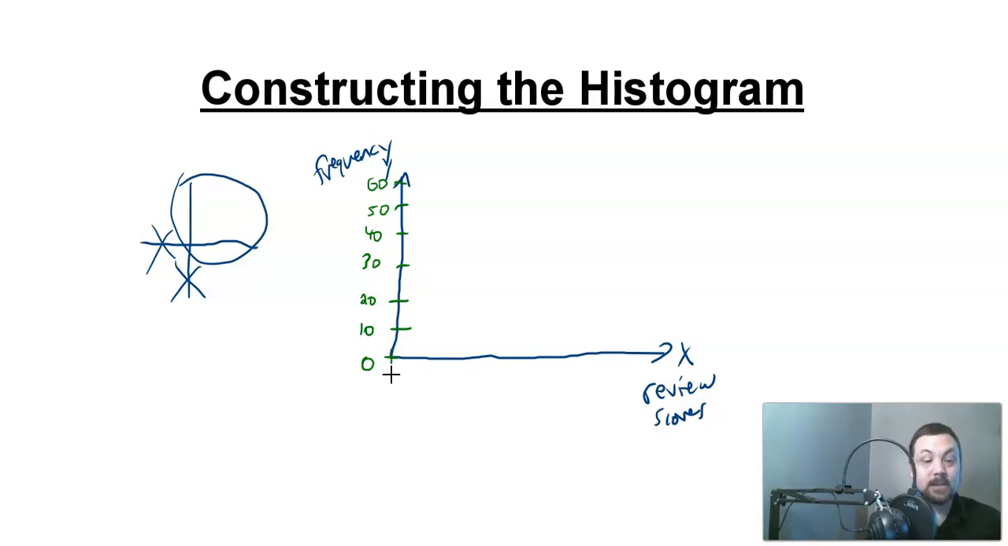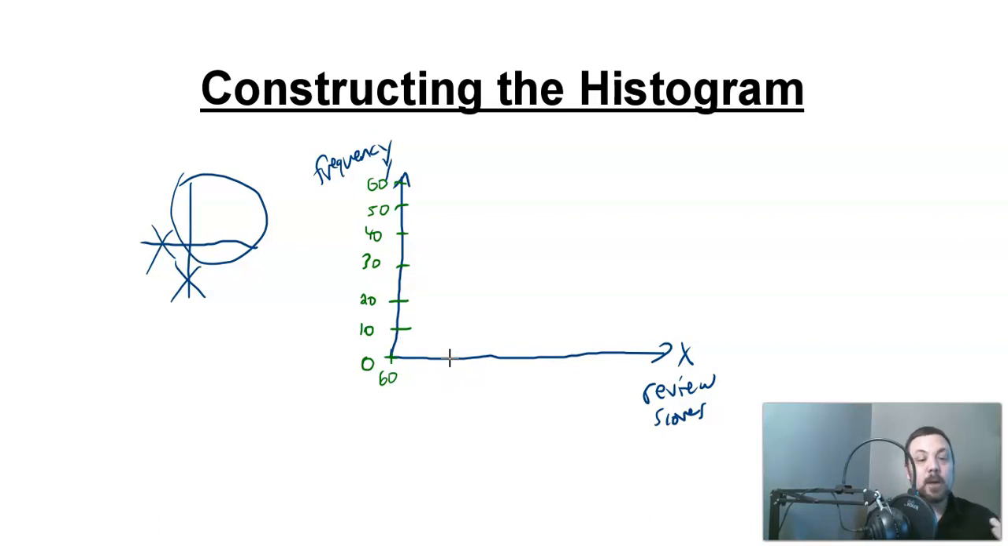So I think I'm just going to start this at 60, let's say, right? So we'll just kind of start at 60 here. Now for the bars, when we draw them, they should also be the same width throughout because our class width is the same throughout the entire frequency distribution.